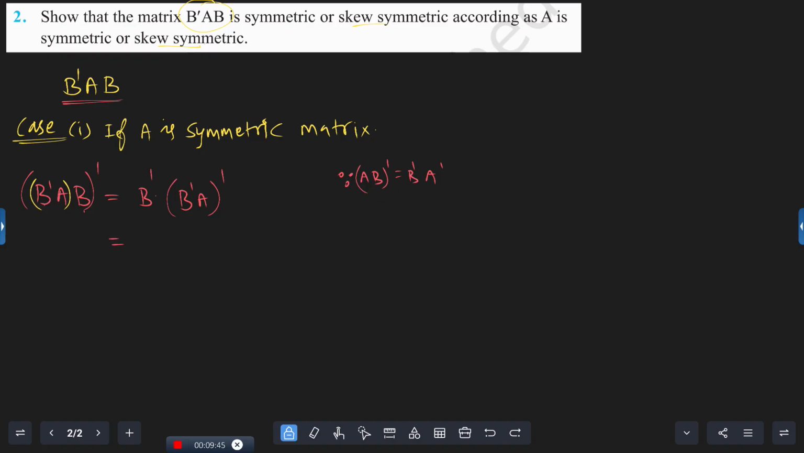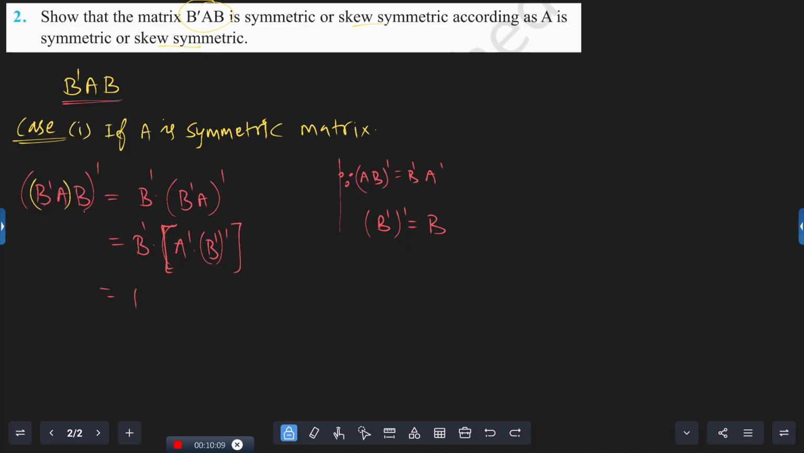So B dash, let it be as it is, into. When you apply transpose here, again it will be reversed. So A transpose into B transpose the whole transpose. If you take double transpose of a matrix, what will it be? The same matrix.